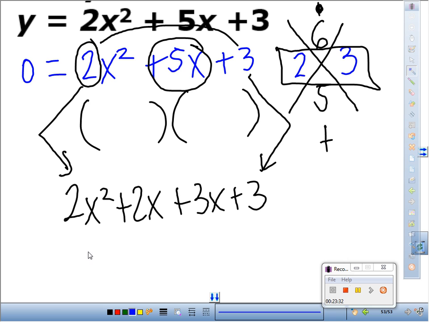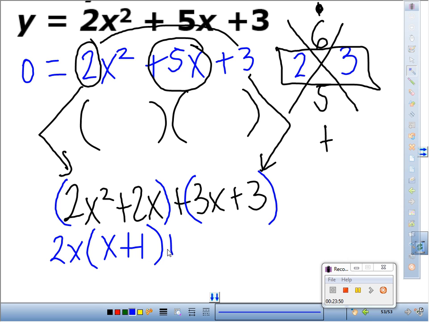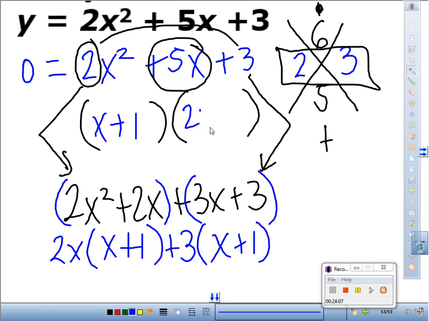Oliver, next step. You put the parentheses around them? Around 2 of them. Yes, you group. So therefore, what is the GCF? 2x, and we're left with? X plus 1. What's the GCF for these two? The 3, and we're left with 2x plus 1. So my factors are x plus 1, 2x plus 3, and all that is equal to 0.